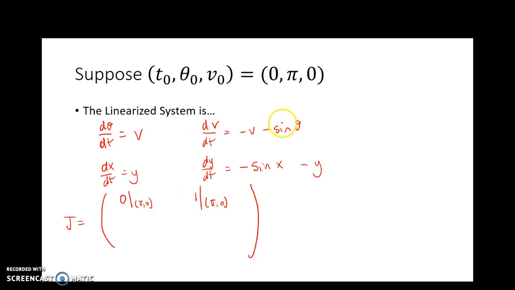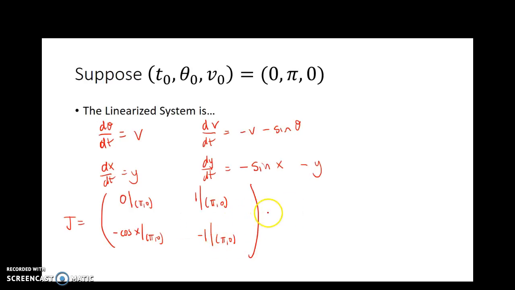And I've got to do the same thing down here. The derivative of y with respect to x. Okay, well, wait a minute. Y is a constant, so the derivative of that term is 0. The derivative of negative sine of x is negative cosine of x. And now I do, in fact, need to evaluate it at the point pi, 0. And now the derivative of this function with respect to y, well, that's a constant. Derivative of negative y is negative 1, and there's not much to evaluate there at the point pi, 0.